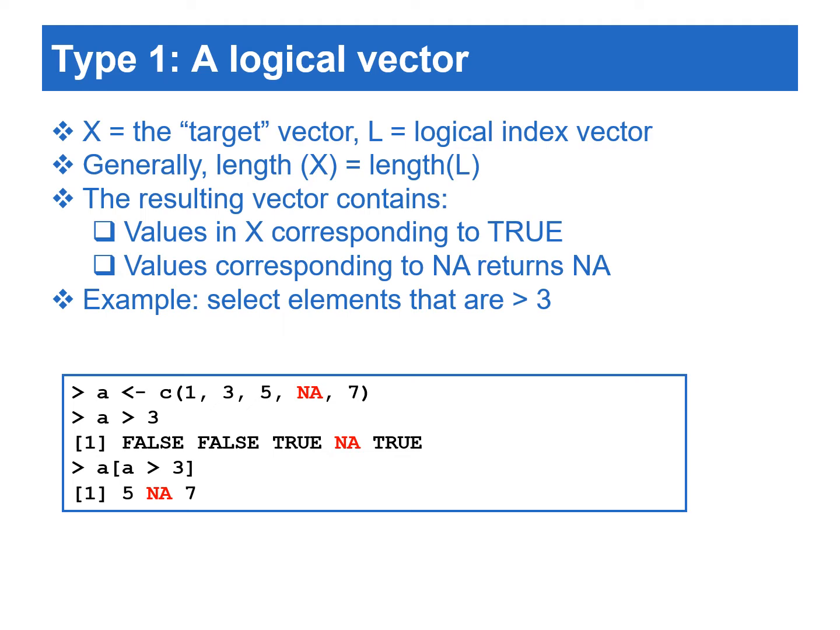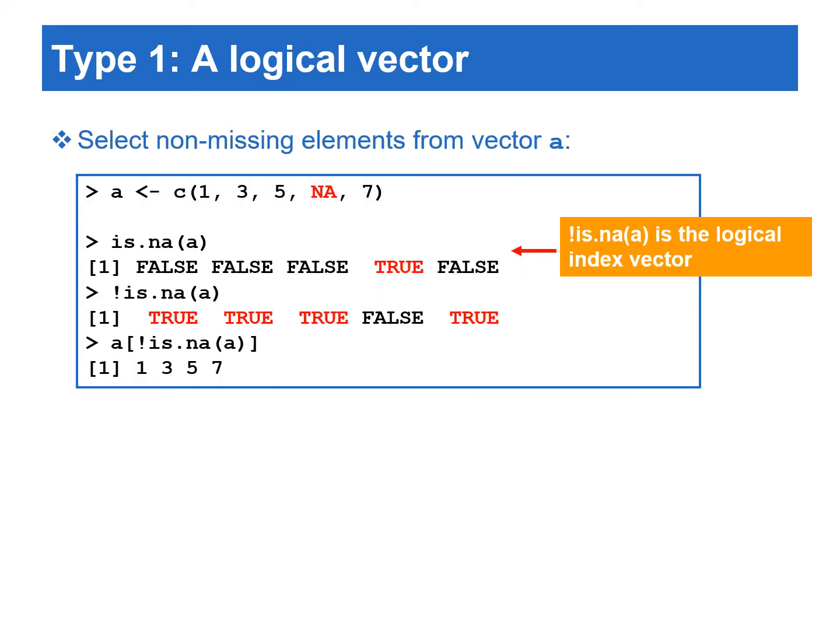This example selects the element of vector A that is greater than 3. Since the logical index vector contains a missing value, this missing value generates a missing value in the result. This example shows how to select the non-missing elements from vector A. The is.na function returns a logical vector, indicating which elements from its argument are missing. Negating the result from the is.na function returns a logical vector that indicates the non-missing value. Then we can place this index vector within the square brackets to select non-missing elements from vector A.